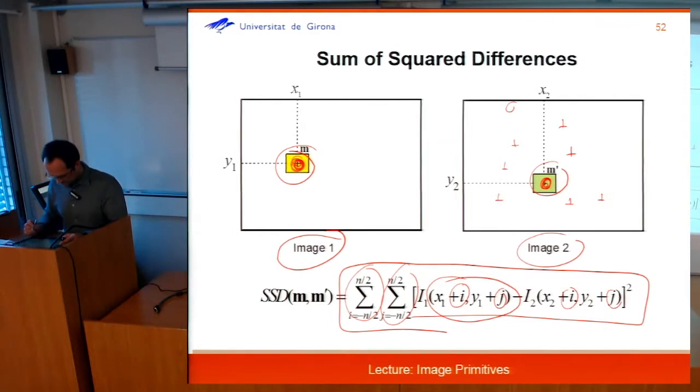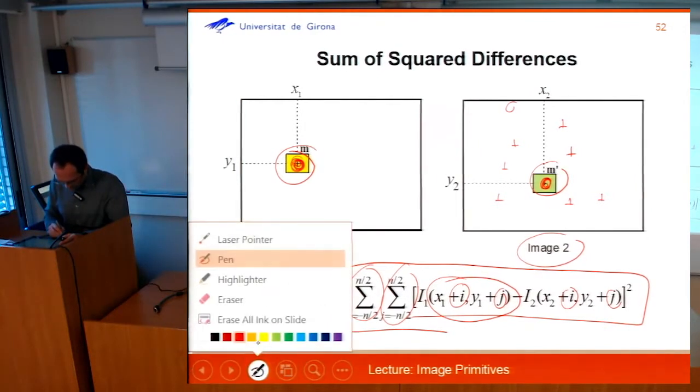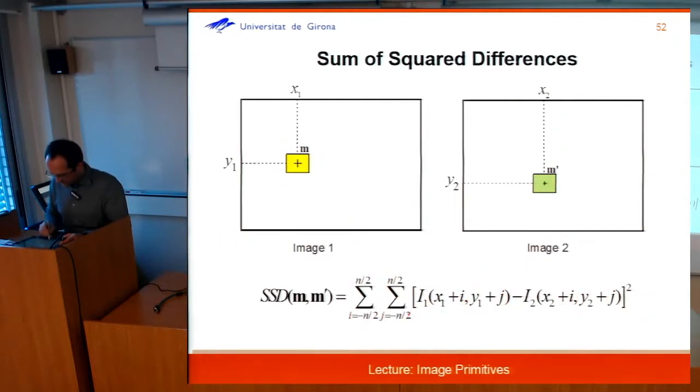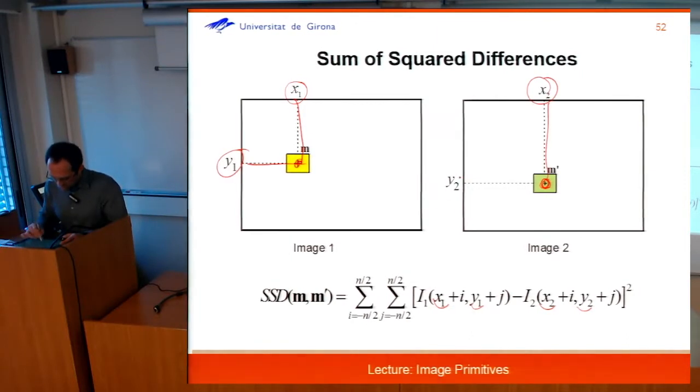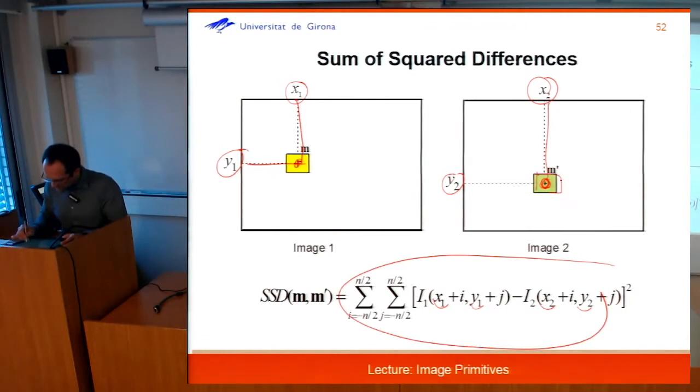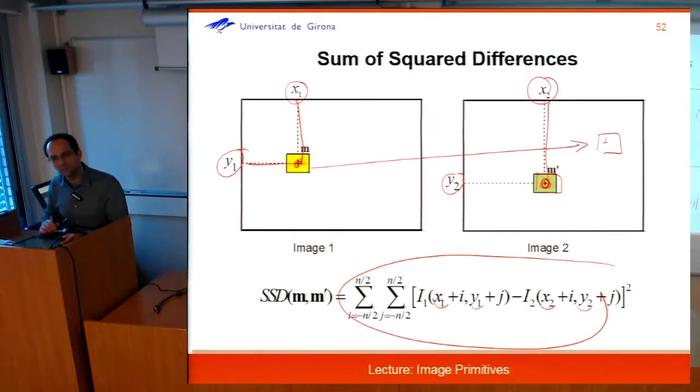Why x1 plus i and x2 plus i? Why are you moving from x2 and from x1? Because these are the two corner pixels that I want to compare. In image 1, the coordinates of this point are x1 and y1. And in image 2, the coordinates of the center pixel are x2, y2. Remember that I will do this for this patch, but then I will do this for this patch, and I will compare this to this in the same way.